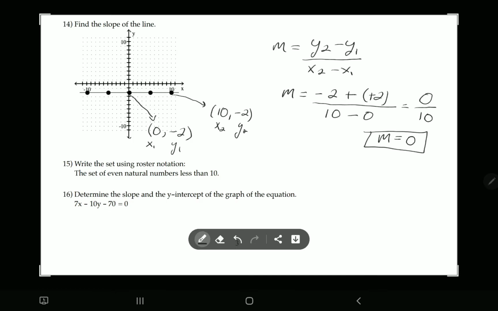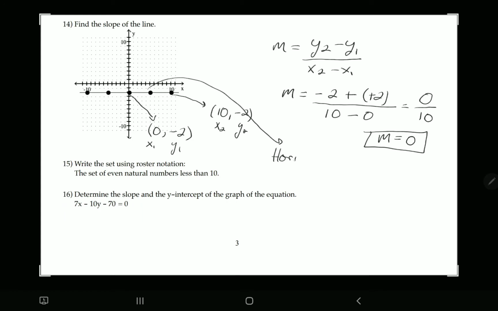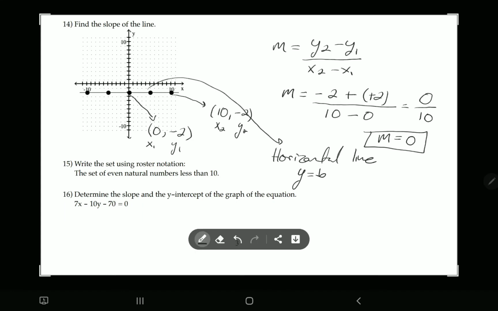Also, to determine that the slope of this line is 0, this line right here is a horizontal line. Horizontal lines are in the form y equals b. And when you come to the slope of a horizontal line, as stated before, the slope is 0. The slope of all horizontal lines is 0.